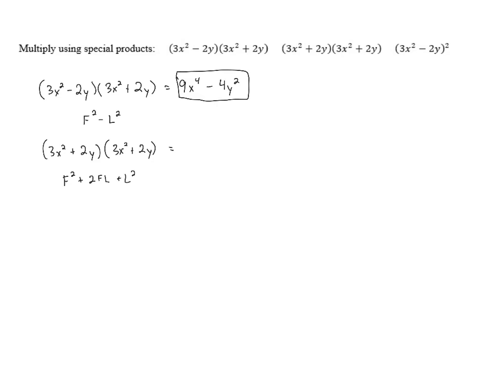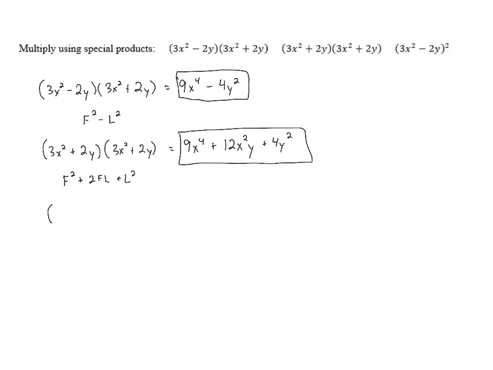When we square the first term, we get 9x⁴. Then we need to add double the product. Well, the product of those terms, 3x² times 2y, is going to be 6x²y. If we double it, we get 12x²y. And then we end by squaring the last term. That's going to be another 4y². So we've got 9x⁴ + 12x²y + 4y².